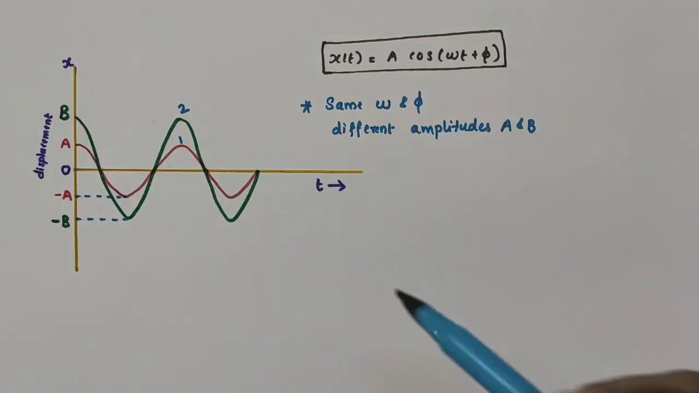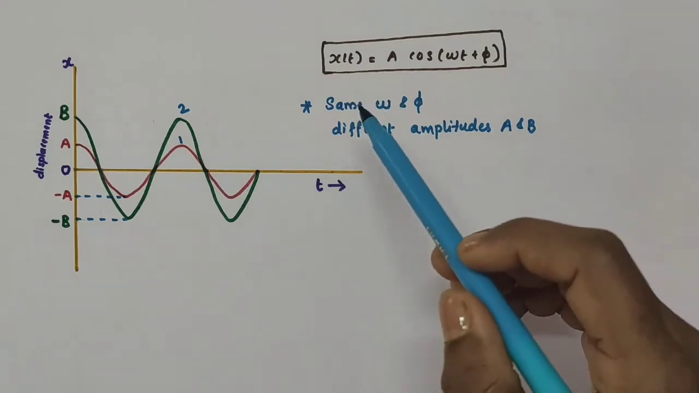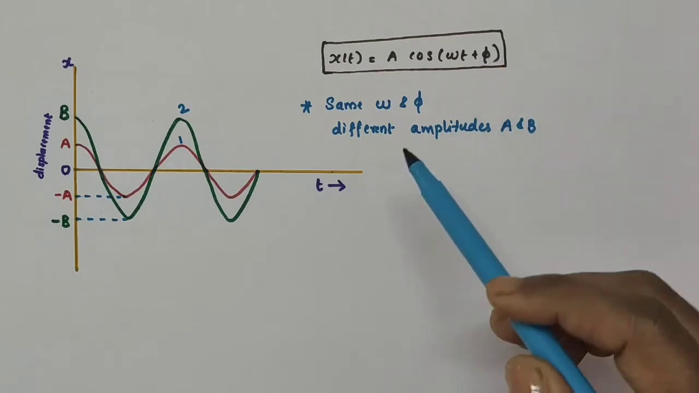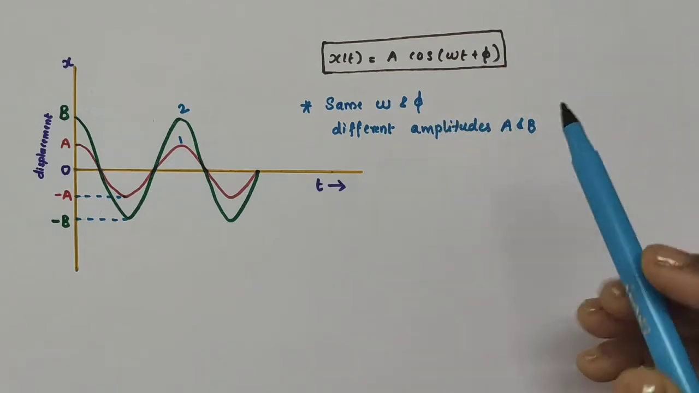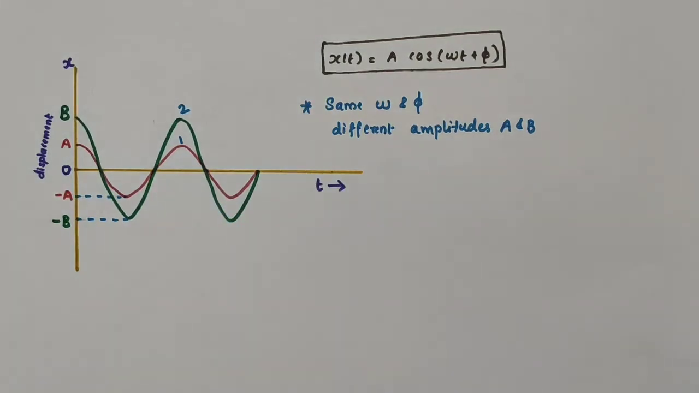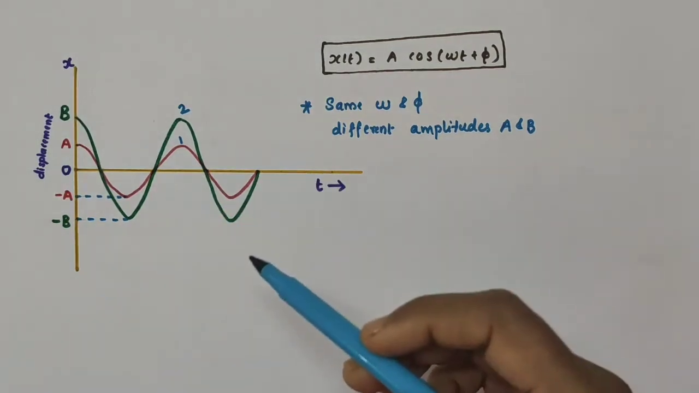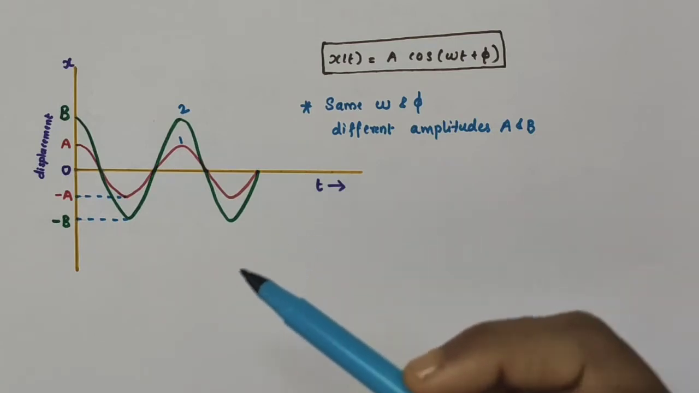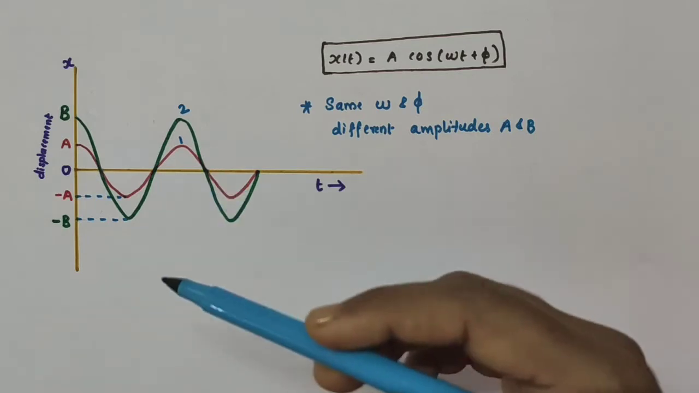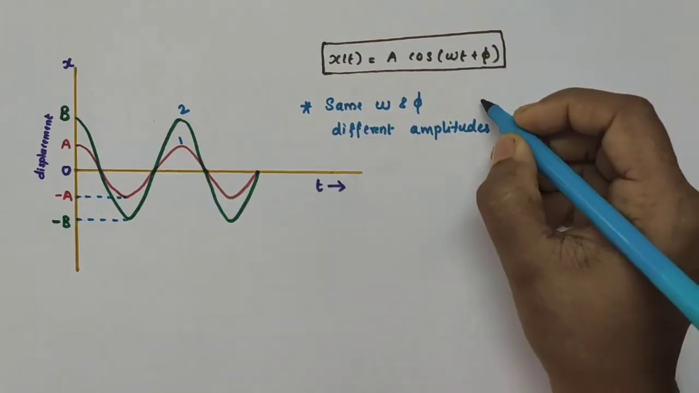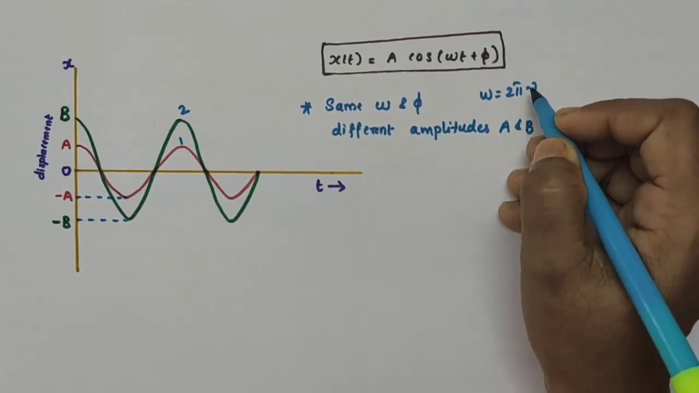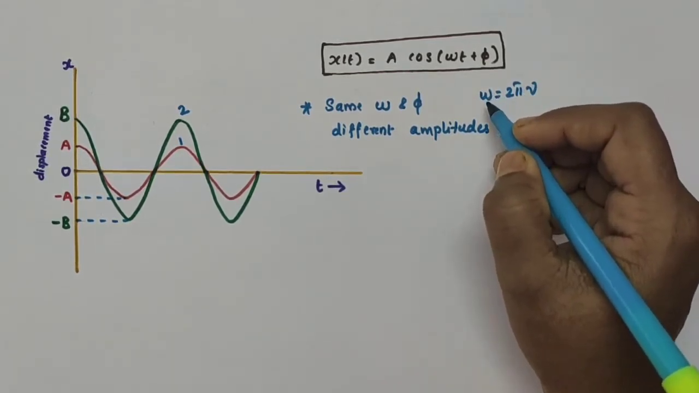Now, two simple harmonic motions may have the same angular frequency omega and phi, but different amplitudes a and b. That is actually what's shown here. To check whether these two waves have the same angular frequency, you just check their frequencies. If the frequencies are the same for the two waves, then omega will also be the same, because we know that omega is equal to 2 pi nu. So if nu is the same for both the waves, then omega will also be the same.